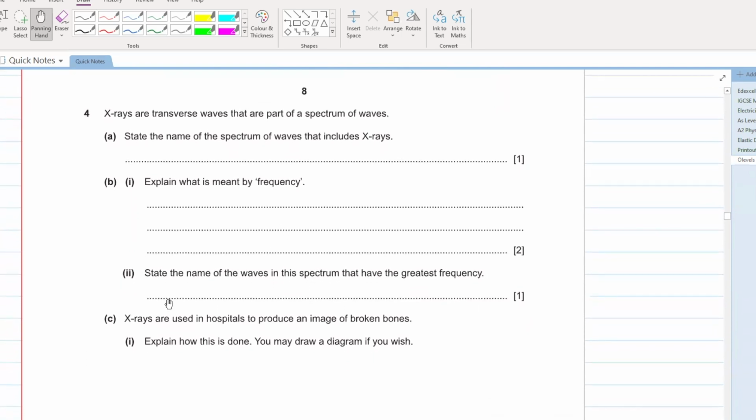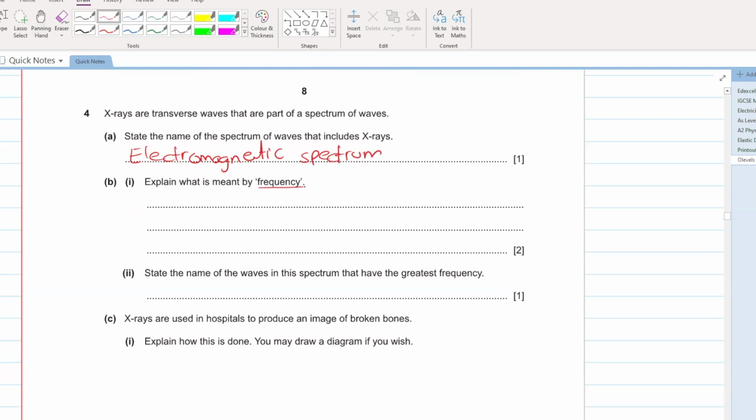Let's do this. X-rays are transverse waves that are part of a spectrum of waves. Perfect. State the name of the spectrum of waves that include X-rays. Beta, which is the spectrum that includes X-rays? Electromagnetic spectrum. Electromagnetic spectrum. Perfect.